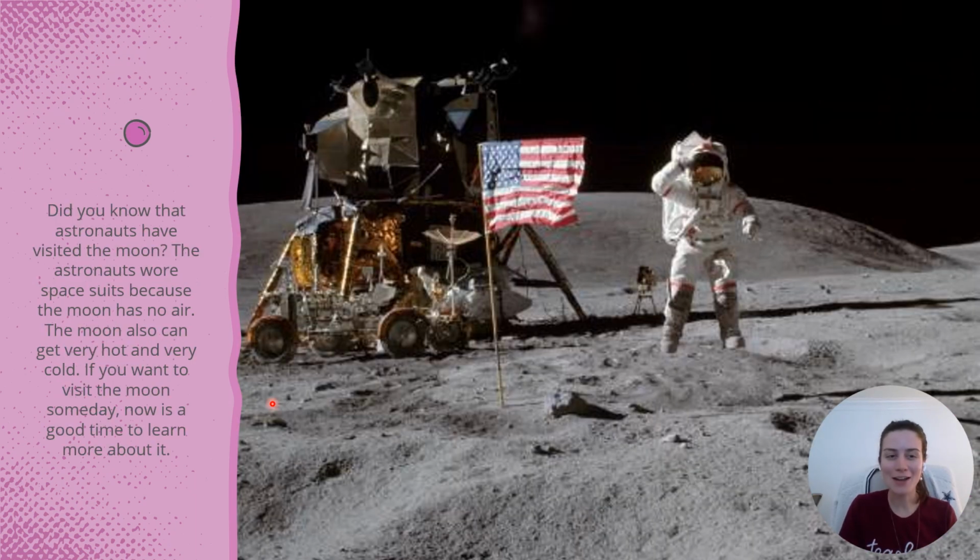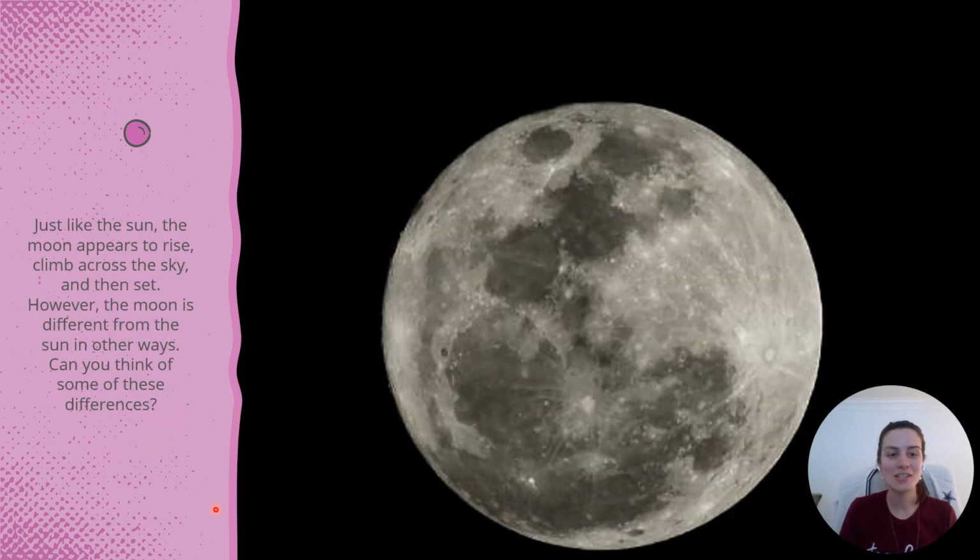Did you know that astronauts have visited the moon? The astronauts wore spacesuits because the moon has no air. The moon also can get very hot and very cold. If you want to visit the moon someday, now is a good time to learn more about it. Just like the sun, the moon appears to rise, climb across the sky, and then set.